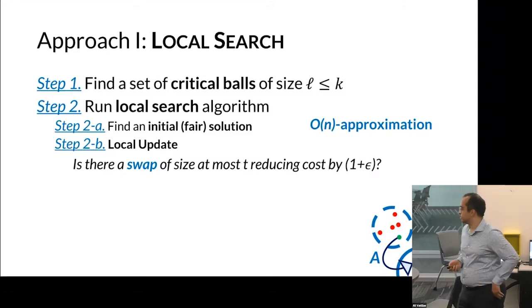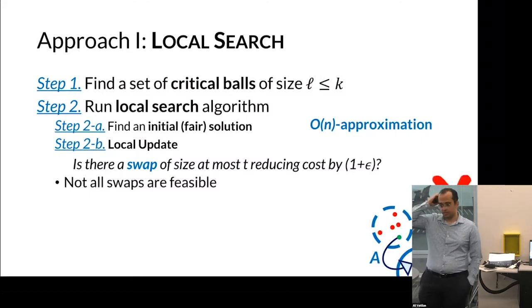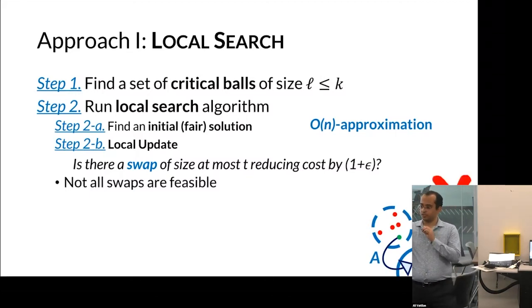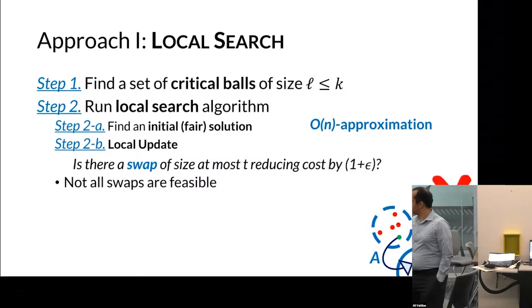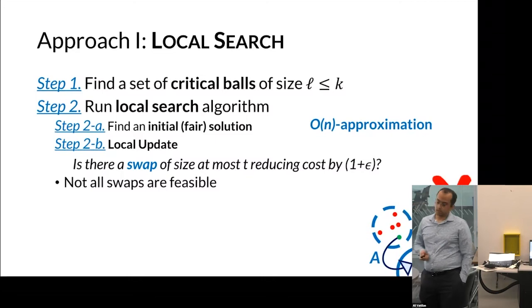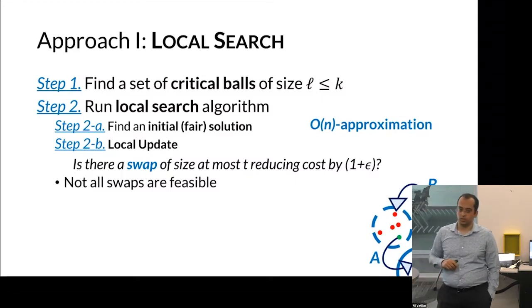But it doesn't work. It's not as simple here because we should also make sure that we keep one point in each critical ball. So we cannot do all possible swaps. That's maybe the most technical or ad hoc part of the analysis, so we should be careful about it. For instance, this swap is not feasible, but we can use this swap, because if we perform this swap together, then we still have one center in each critical ball.